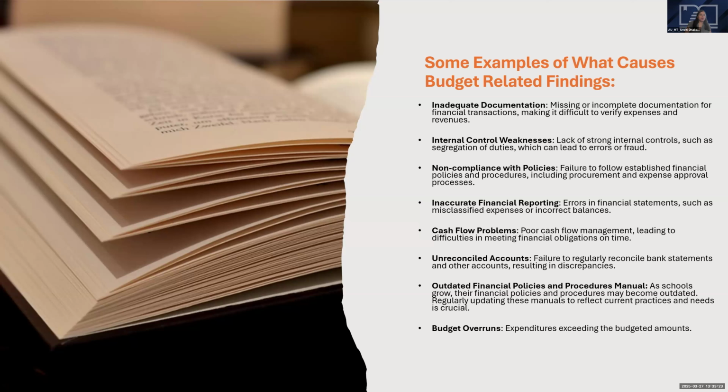Some of the examples are inadequate documentation, which is missing or incomplete documentation for financial transactions, which makes it difficult to verify expenses and revenues. Another point is internal control weaknesses, because lack of strong internal controls, such as segregation of duties, can lead to errors or fraud.